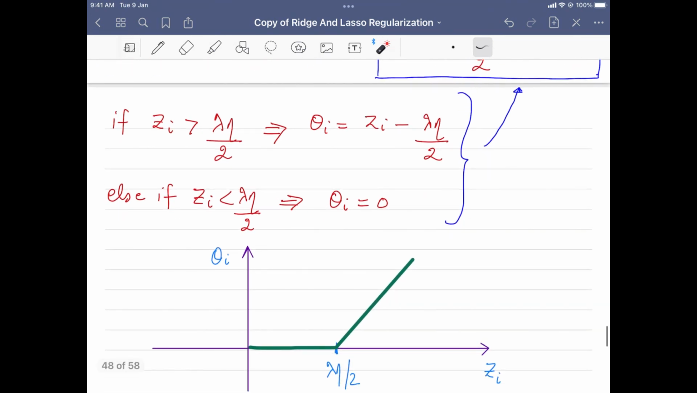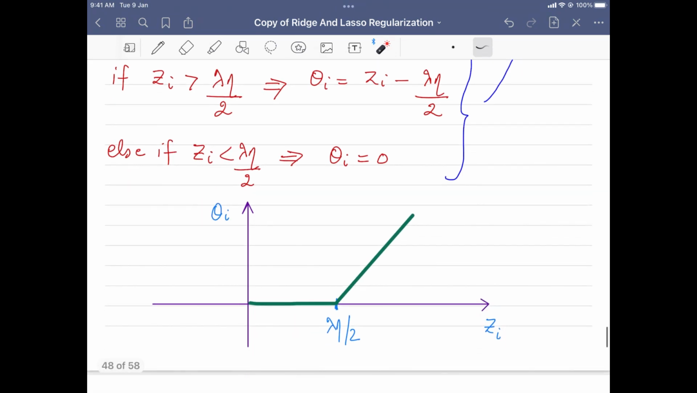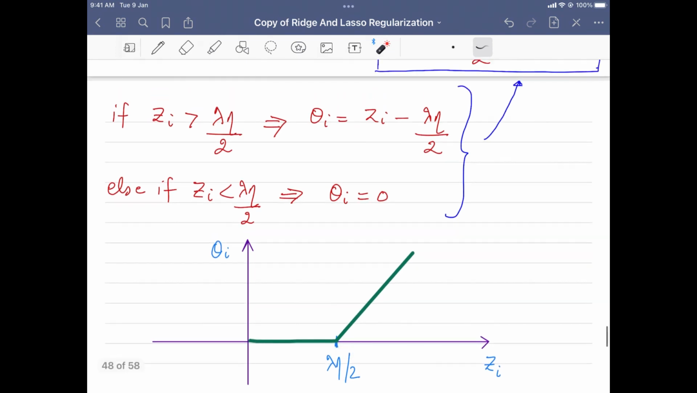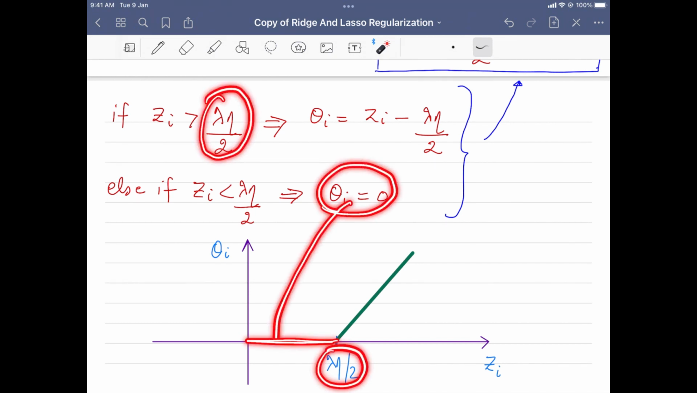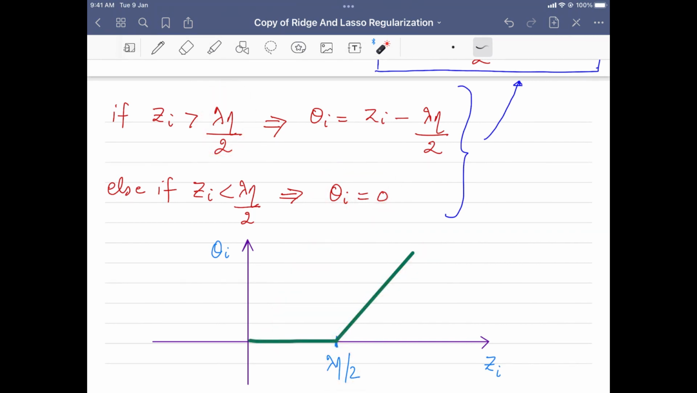So if you draw the curve of theta I with zi, what you observe is that with this threshold of lambda eta by 2, below this all will be 0. As you can see here, this theta I is 0, and above this you will have the equation of the line, which is zi minus lambda eta by 2. So this is basically the equation of this line. You can easily verify that this line actually satisfies this equation.